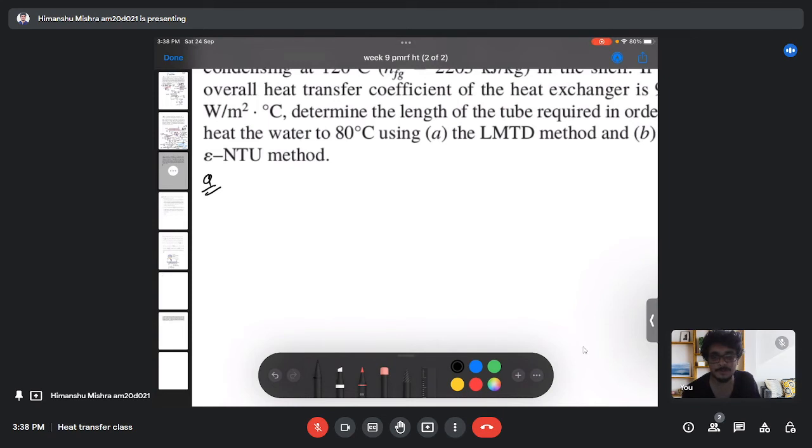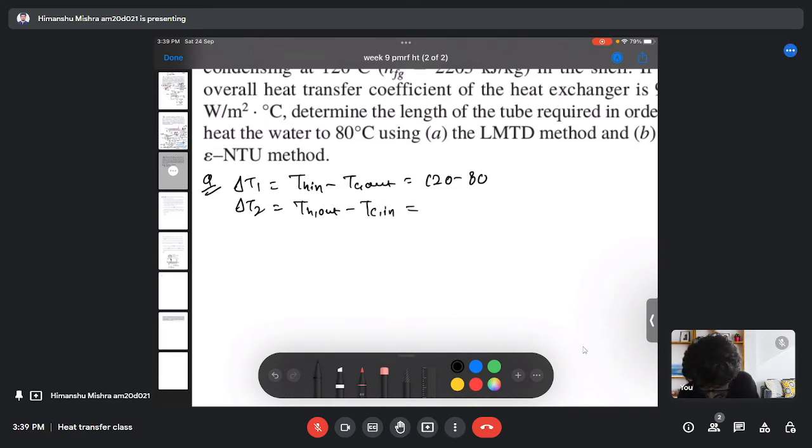We are given the counter flow heat exchanger. For using the log mean temperature difference, we need to determine delta T1 and delta T2. For the counter type heat exchanger, delta T1 is the difference between the inlet temperature of the hot fluid and the outlet temperature of the cold fluid. Similarly, delta T2 is the difference of the outlet temperature of the hot fluid and the inlet temperature of the cold fluid. So my delta T1 is 40 degrees Celsius and delta T2 is 103 degrees Celsius.